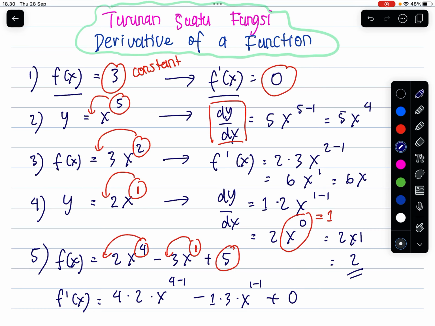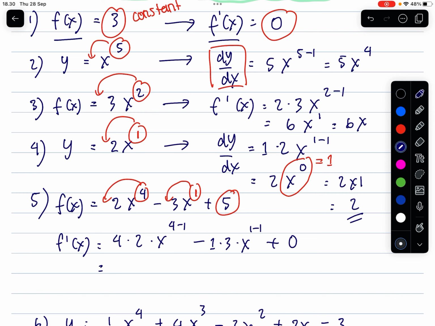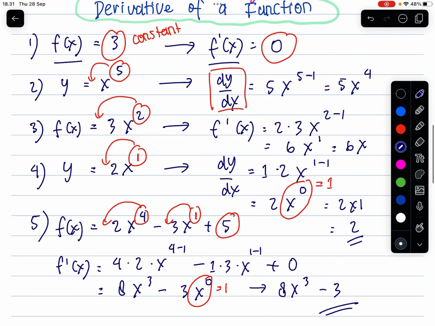Okay, now let's simplify. Dirapiin. We have 8x to the power of 3 minus 3x to the power of 0 plus 0. Again, this one here equals 1. So, the final answer, hasil akhirnya menjadi 8x to the power of 3 minus 3. Boom, boom. We got it. Okay? Now, everyone, semuanya, kita akan mengerjakan nomor 6.